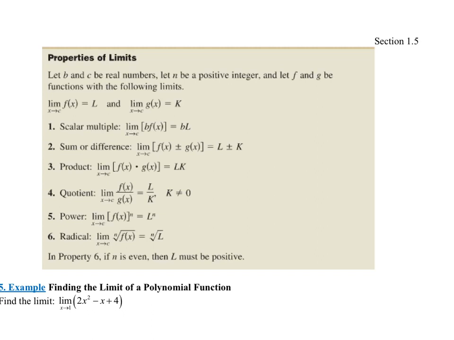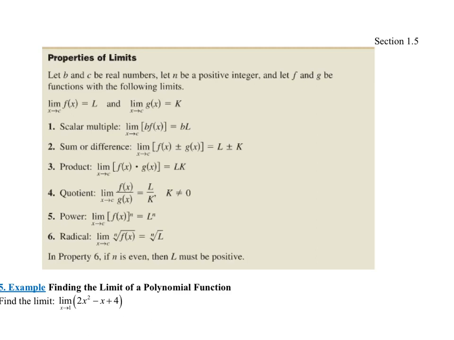So the first one says, what if the limit as x approaches c of f of x is L, and the limit as x approaches c of g of x is k. So we have two different functions. We're looking at the same x value. One of them goes to the number L, and one of them goes to the number k. So maybe like 5 and 7. So what would you do? Okay. The first one says the limit as x approaches c of b times f of x equals b times L. What the heck does that mean?